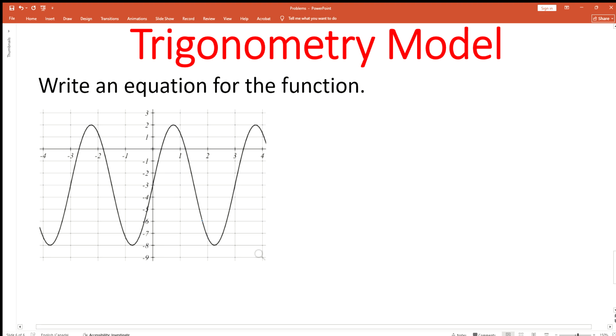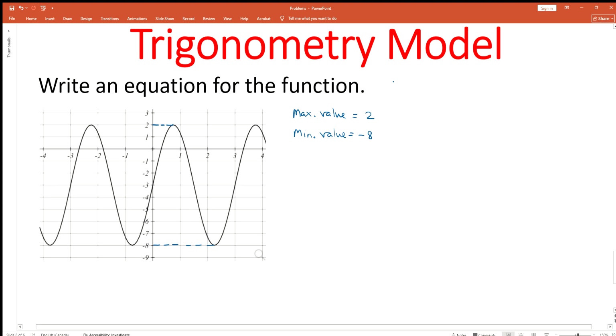The first step is to find the maximum and minimum values for this function. As we can see in this graph, the maximum value for the function is 2 and the minimum value is -8. We can use these values to find the amplitude and the vertical translation or the midline for this function.